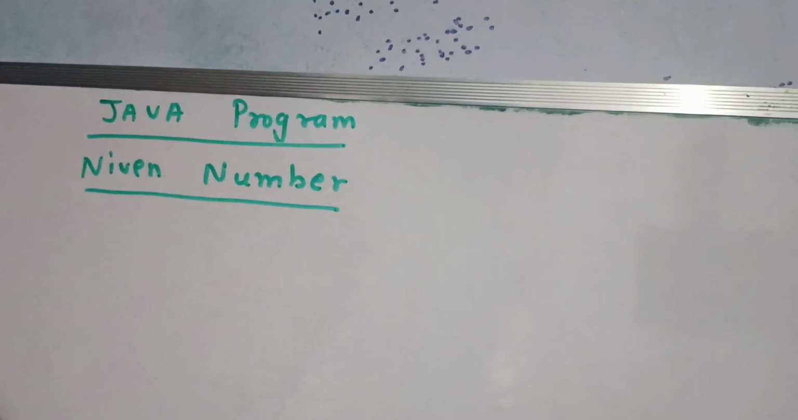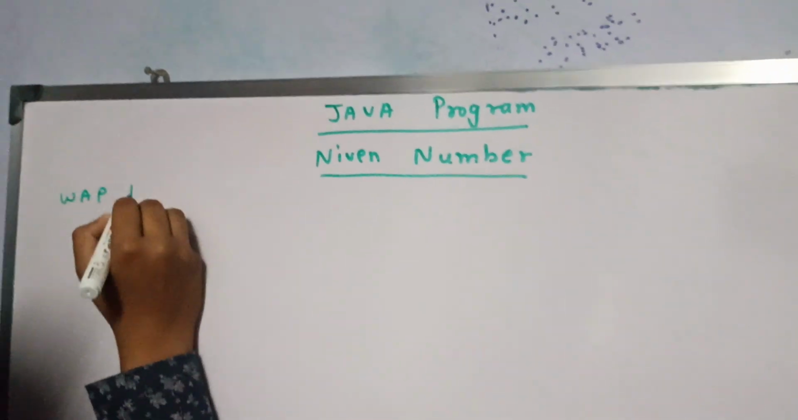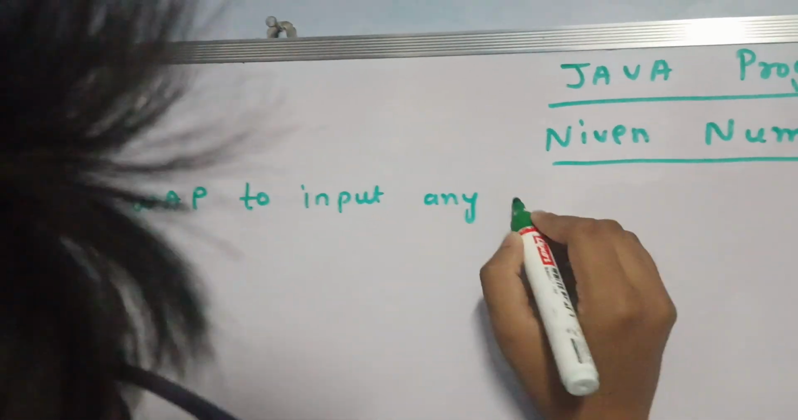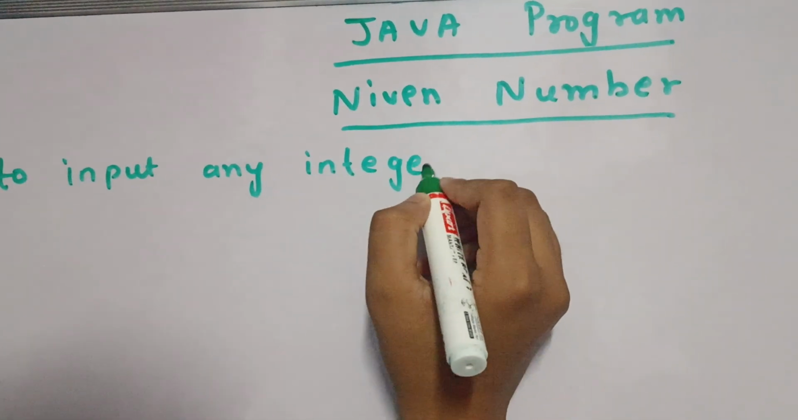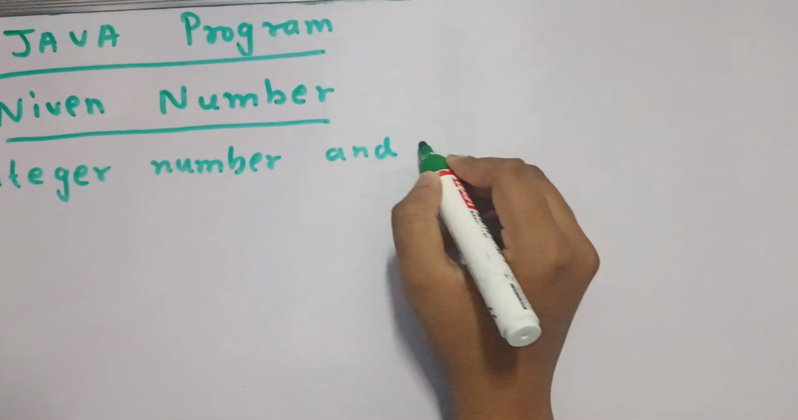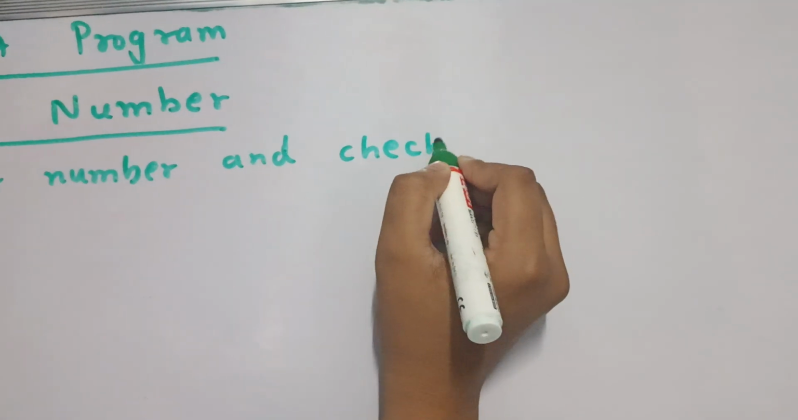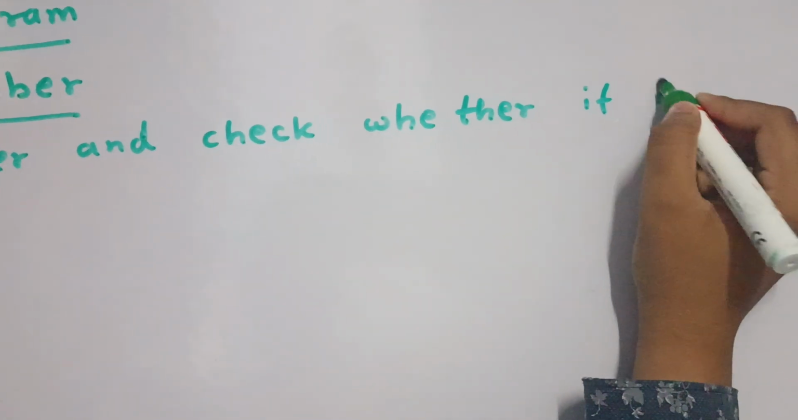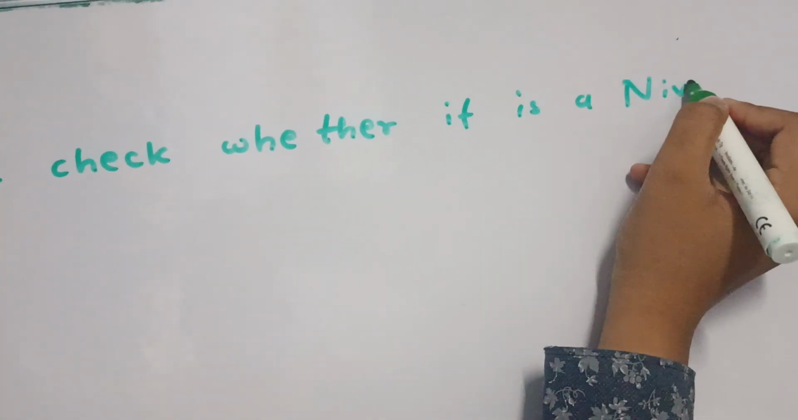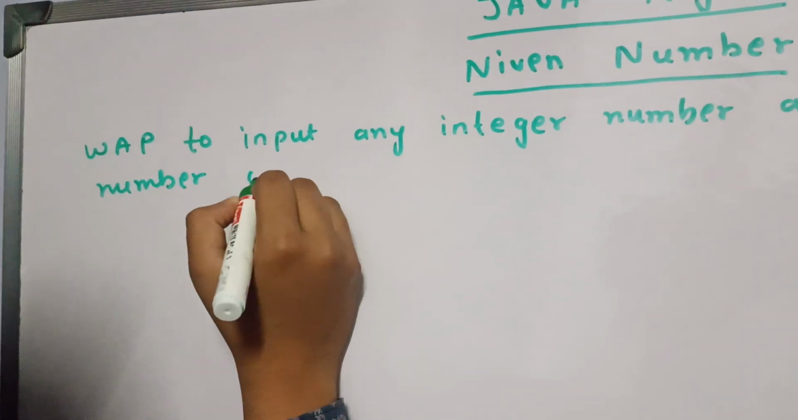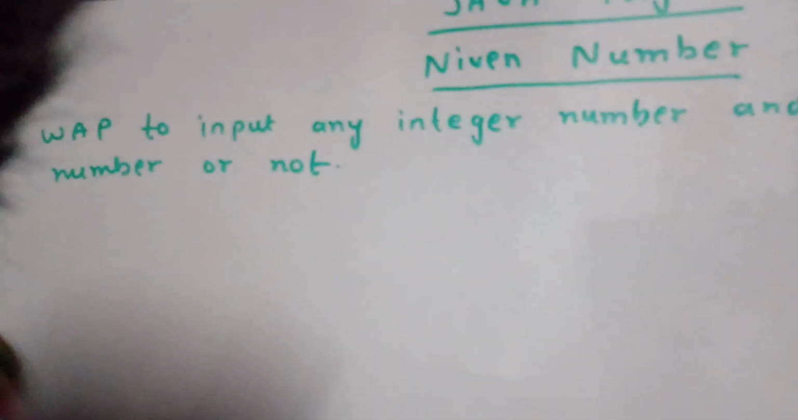So write a program (WAP) to input any integer number and check whether it is a Niven number or not. Okay, so let's take an example of a number.